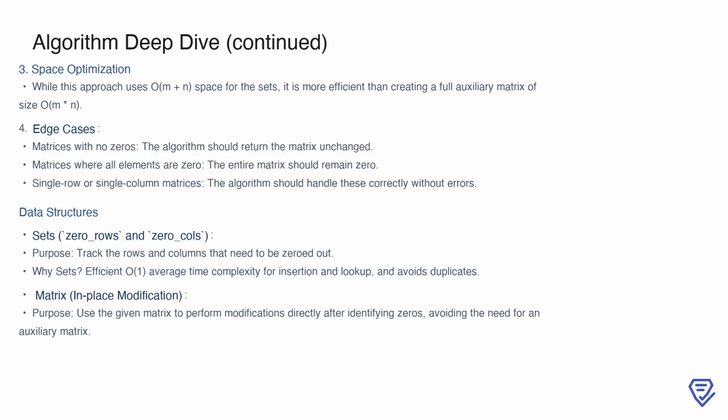Additionally, the algorithm is designed to handle various edge cases. For example, if no zeros are present in the matrix, it simply returns the matrix unchanged. If all elements are zeros, the entire matrix remains zero. Single row or single column matrices are also handled gracefully without errors. The key data structures here are the sets, which allow efficient lookups and prevent duplicate entries. This avoids redundant operations, ensuring the algorithm runs efficiently.